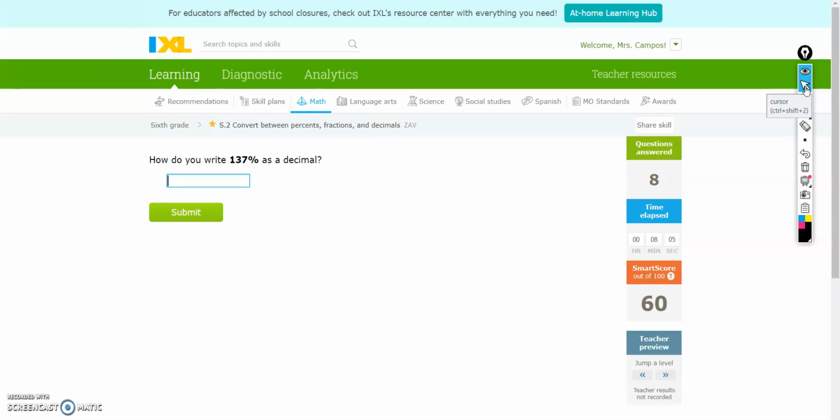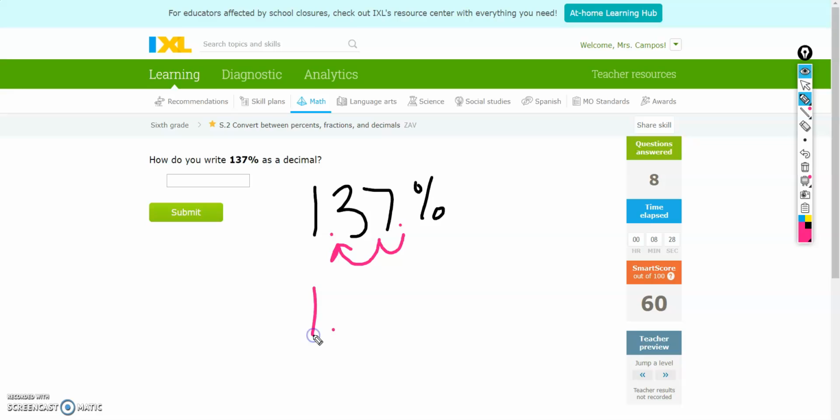This one's a little bit different. You have 137% as a decimal. So we have 137. Where's the decimal already? It's at the end. So my rule has been move it 2 to the left. So I just move it 2 to the left. I have 1 decimal 37, 1 and 37 hundredths.